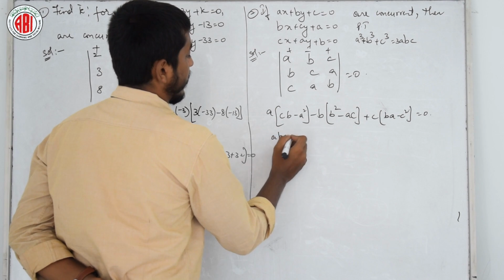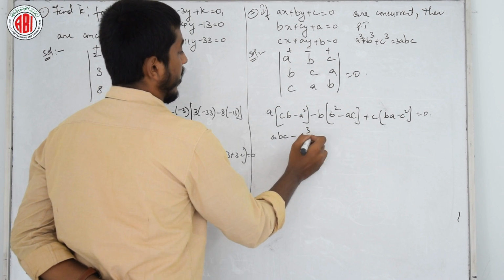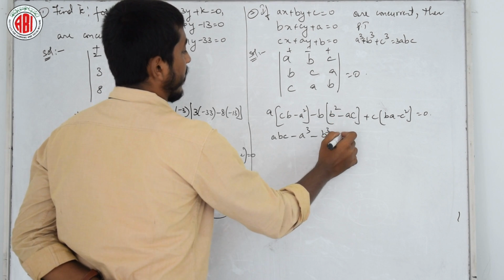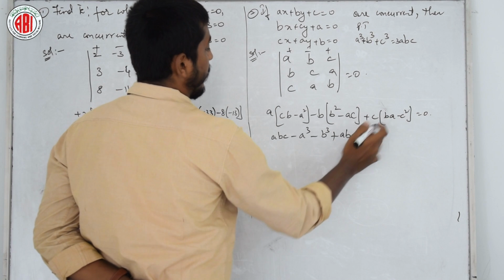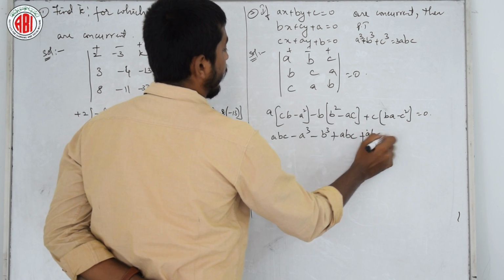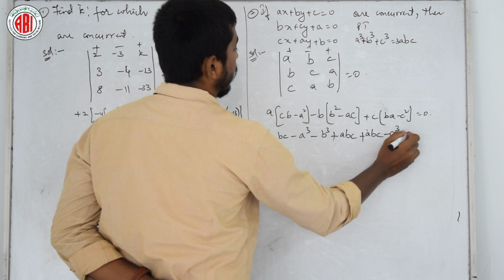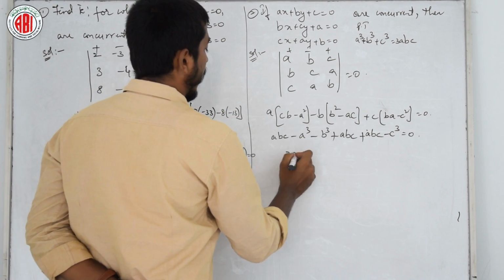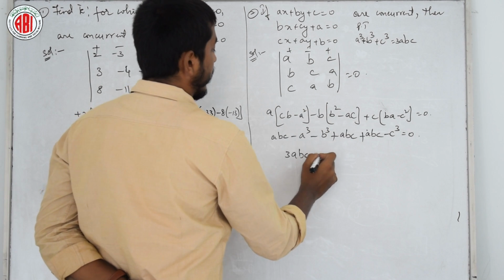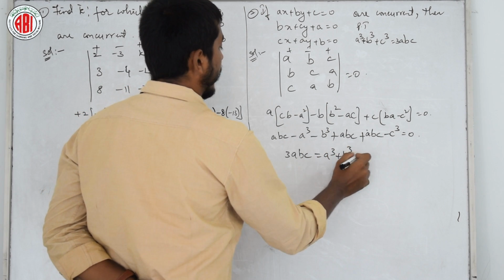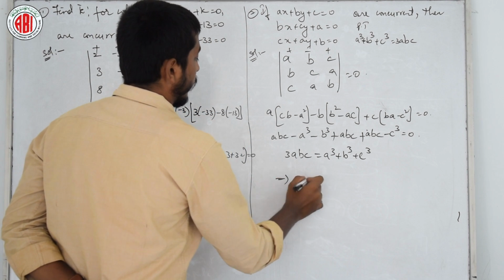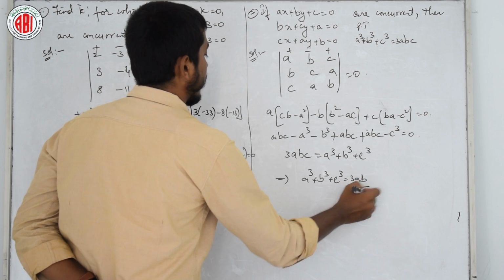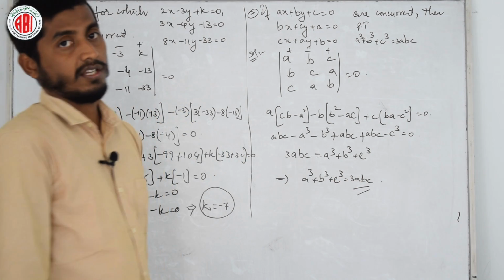Let us simplify this and check whether we get the same condition or not. acb can be written as abc, a into a square is a cube, b into b square is b cube, bac with minus minus becomes plus abc, cba is again abc, c into c square is c cube. How many abcs are there? 3abc. And the remaining a cube plus b cube plus c cube. Therefore, a cube plus b cube plus c cube is equal to 3abc. This is the final condition.